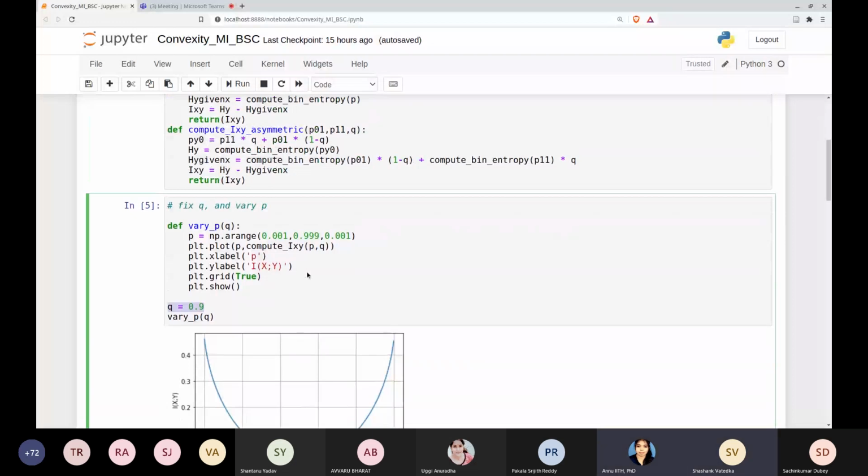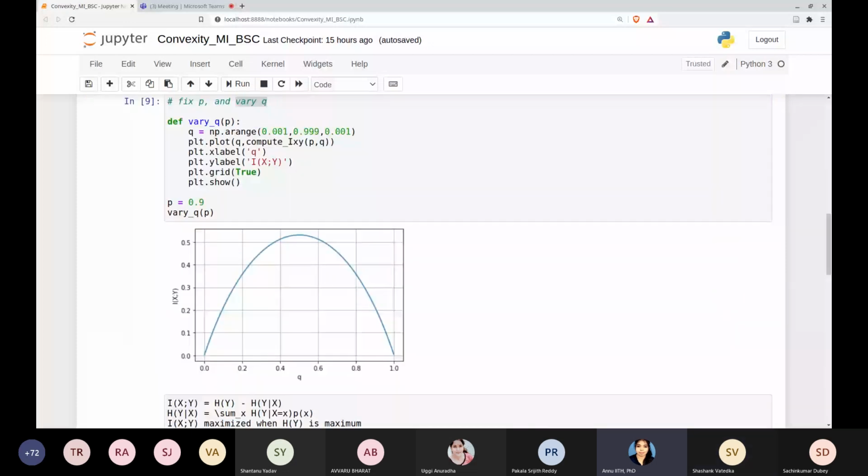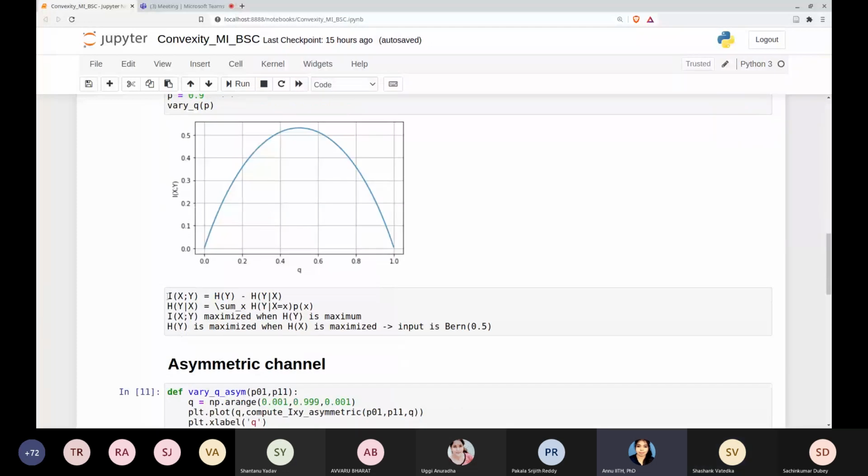Sir, this mutual information I of XY is equal to H of X minus H of Y by X. Sorry, this one. So this H of Y by X, you said this will be independent of P of X, correct? For a binary symmetric channel. Yes, for a symmetric channel. Okay. So sir, does this not become zero like what we get in the assignment?